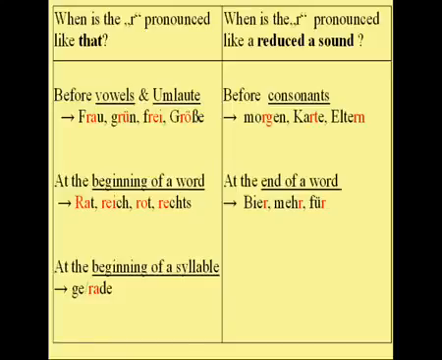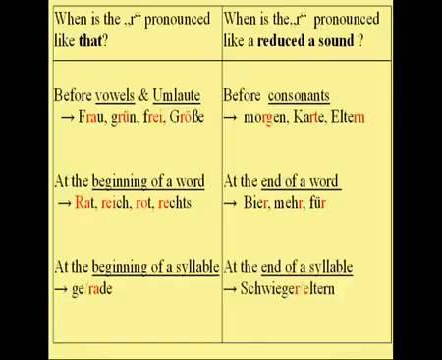Then at the end of a word, like in Bier, mehr, and für, and at the end of a syllable. For instance, Schwiegereltern, which means parents-in-law. In this case, the R is at the end of the first syllable, and Eltern is the next syllable. So the R is pronounced like a reduced R sound.